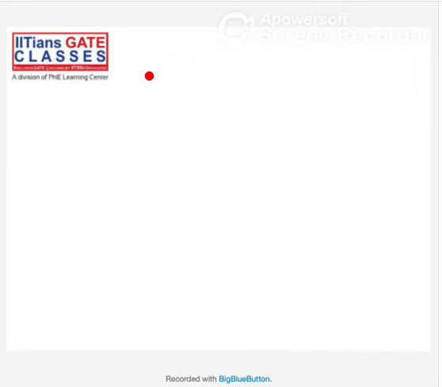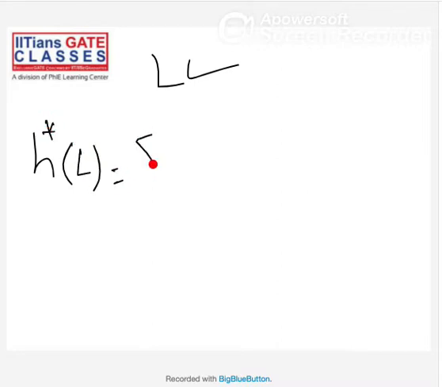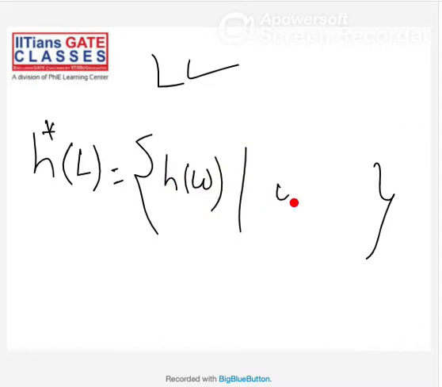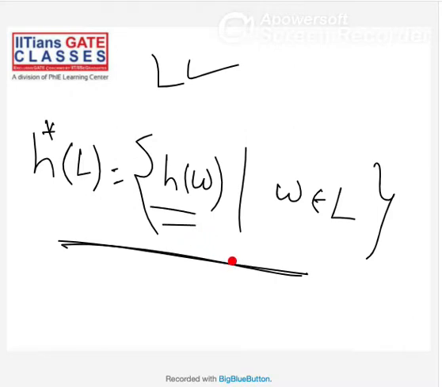Let's take this example. Now once you have homomorphism of a string, then you can also define homomorphism of a language. So what is homomorphism of a language? Let's assume you have a language L. Then what will be homomorphism of L? This will be nothing but homomorphism of each string w such that w belongs to L. Basically just do the homomorphism of each string in L, and that will be the homomorphism of the language. So this is how you can find the homomorphism of a language very easily.